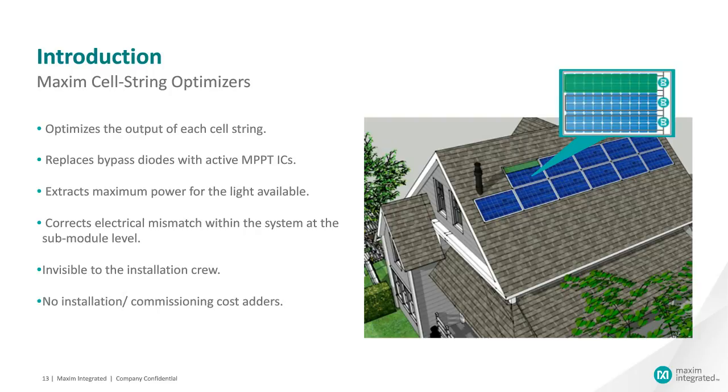This is 3 times the granularity of a traditional PV optimizer. So what you get is optimization at a much lower level. So when you have a shaded cell string, like in the example to the right, you do extract the maximum power for that cell string, and the rest of the string is unaffected.